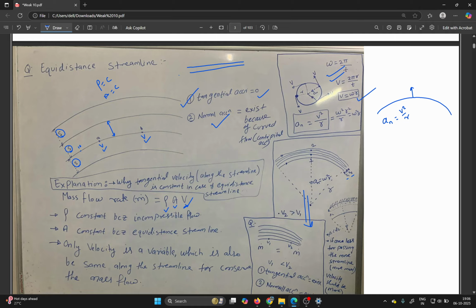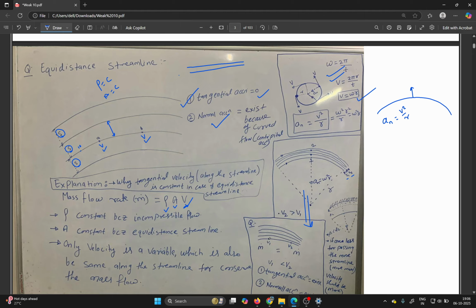So if the distance is decreasing, means what? Area is decreasing between the streamlines. So for maintaining the conservation of mass, you have to change velocity. So definitely at point 1 and at point 2, velocity will be different, v1 and v2.